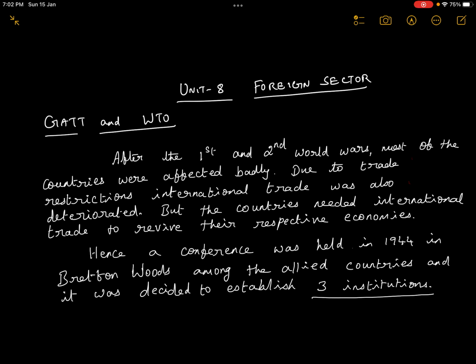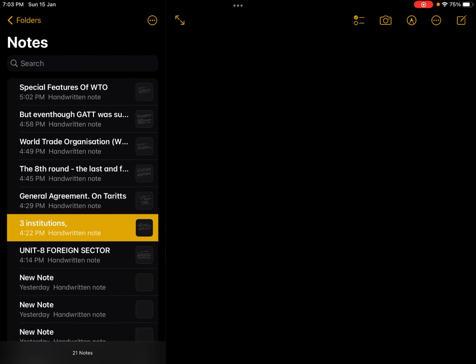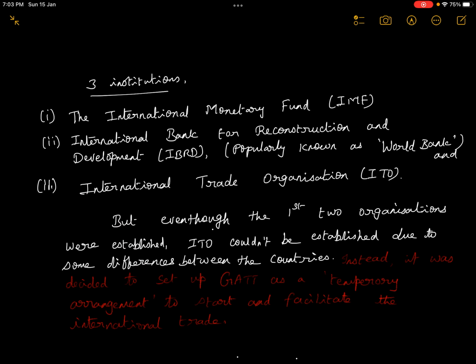Because of this, all the countries had a conference in Bretton Woods in 1944, and in that conference it was decided to establish three institutions. The first one was the International Monetary Fund, that is the IMF. The second one, the International Bank for Reconstruction and Development, IBRD.